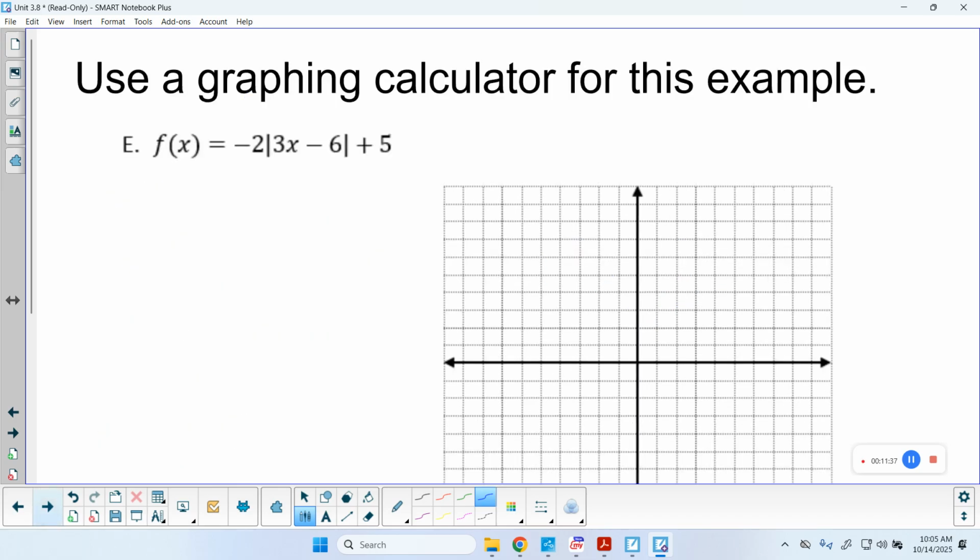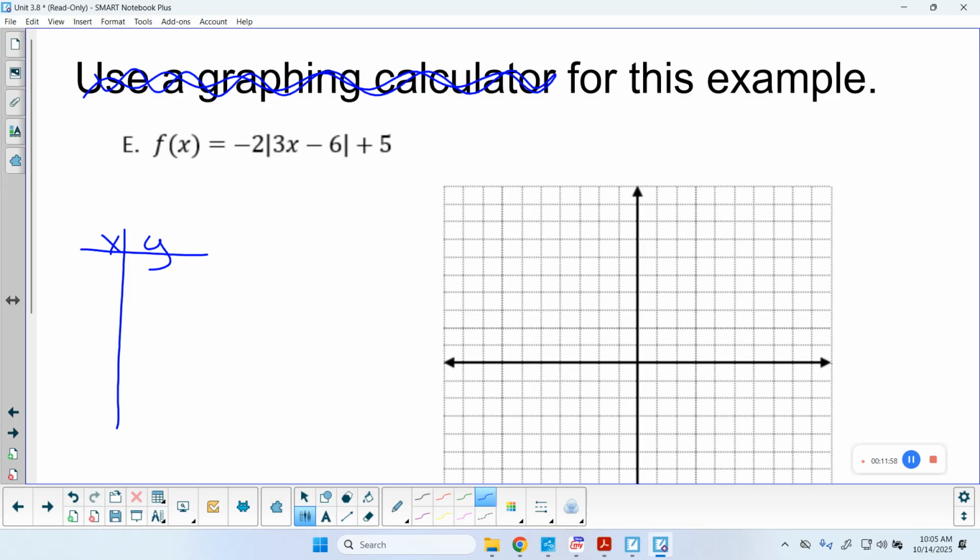For this next one, we are not going to plug it into a graphing calculator. What we are going to do is actually solve this down by hand, because you have to know how to do that by hand. So our equation is y = -2 times the absolute value of 3x minus 6, plus 5. So here we are off to the side. Here's my table, x and y.